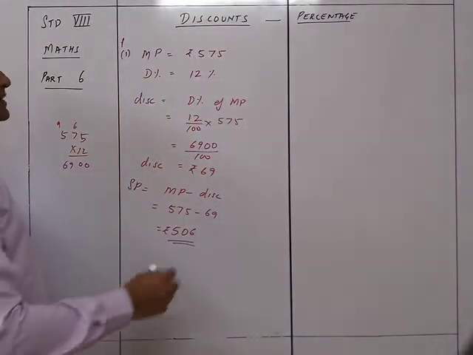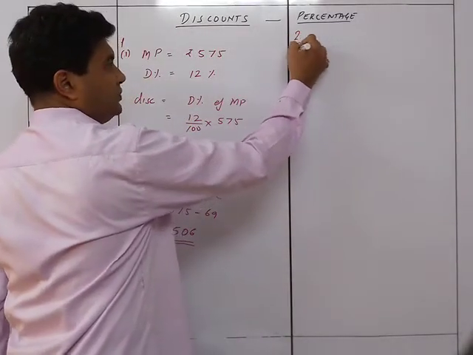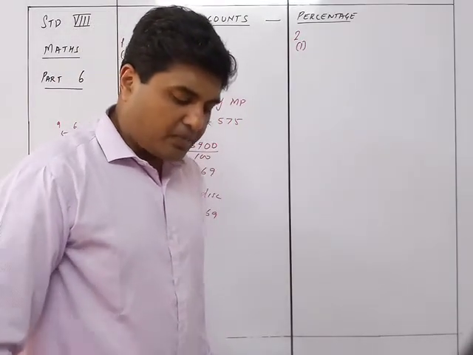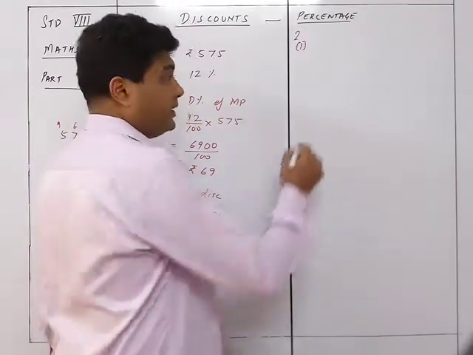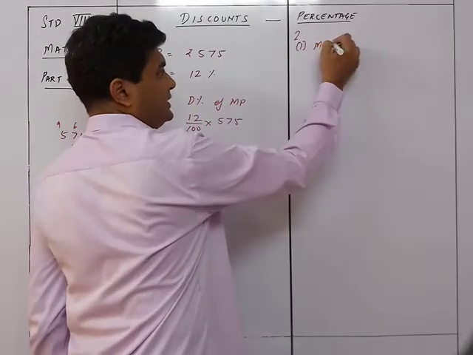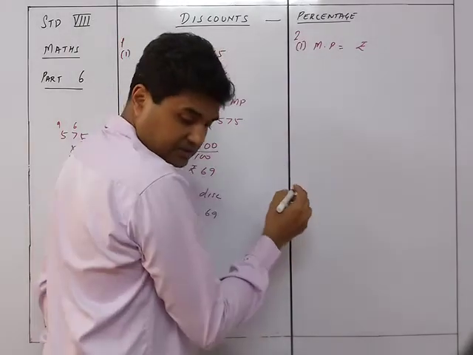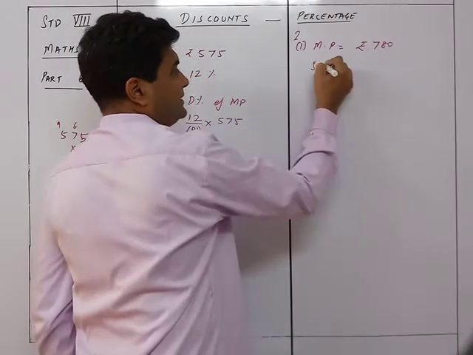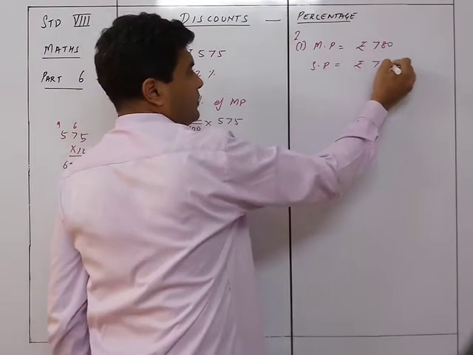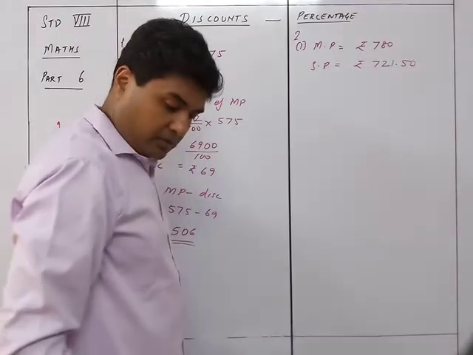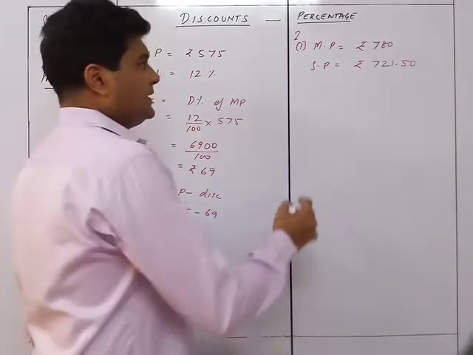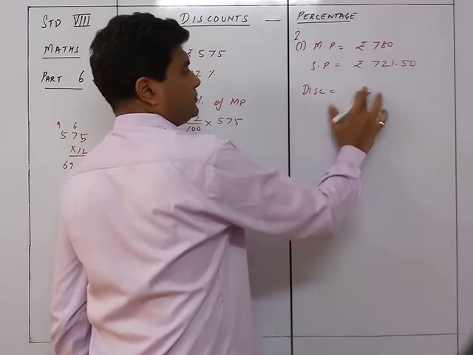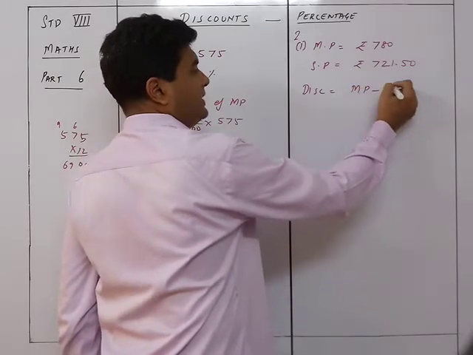We now move on to sum number second ka first. Find the discount and the discount percentage when we are given the mark price is equal to rupees 780 and the selling price is equal to rupees 721.50. So we know over here that first of all, discount is equal to MP minus SP.